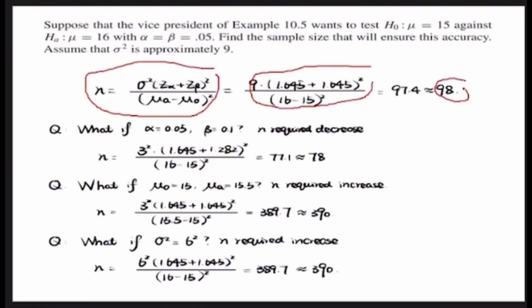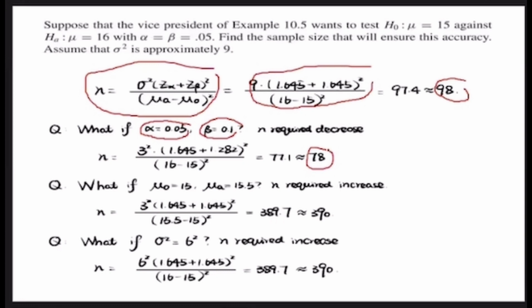Now, let us look at a situation where I did not increase the type 1 error rate, and I increased the type 2 error. When the type 1 error rate is still 0.05, but I increase type 2 error, what would be the implication? If every other thing stayed the same, what would be the implication on the sample size? Then the sample size needed will decrease to 78 from 98.